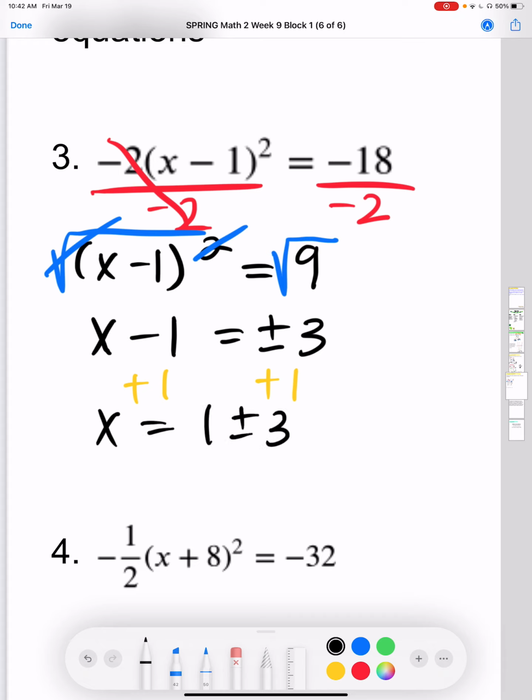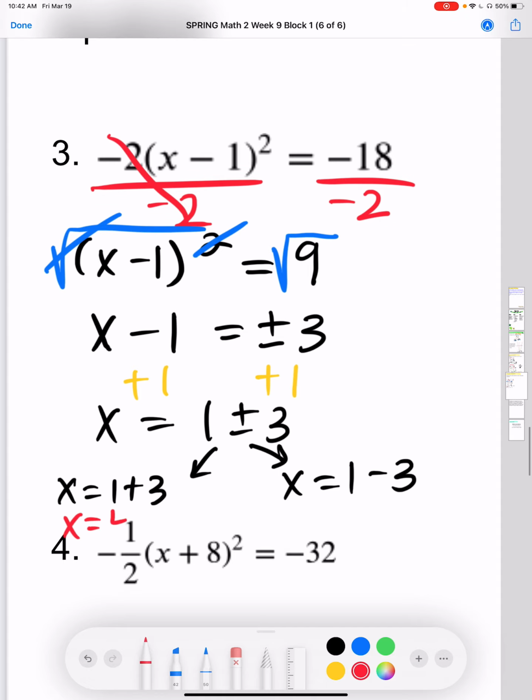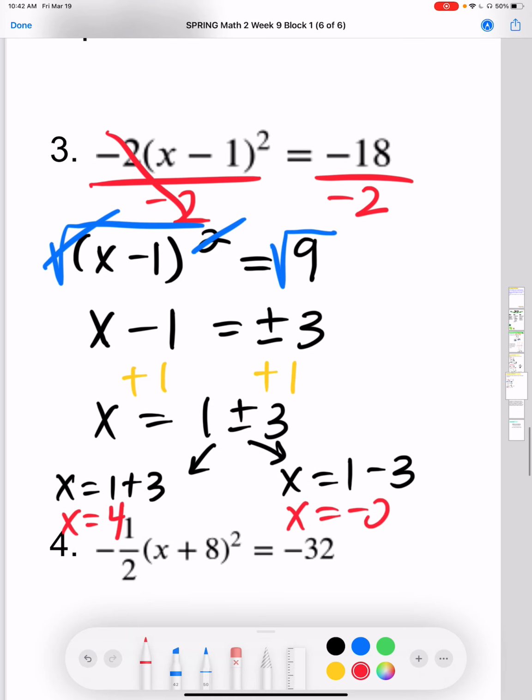And this can be broken down as two solutions. I could have x equals 1 plus 3 and x equals 1 minus 3. You need to make sure you have both of those. From there, you're going to simplify. For my first solution, I have x equals 4. And for my second solution, I have x equals negative 2. And those are my two solutions. Those are my two roots.